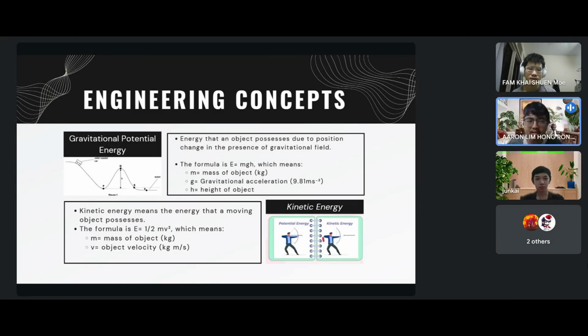The race car applies engineering concepts like gravitational potential energy, which means the energy that an object possesses due to position change in the presence of a gravitational field. And secondly, kinetic energy, which means the energy possessed by a moving object.